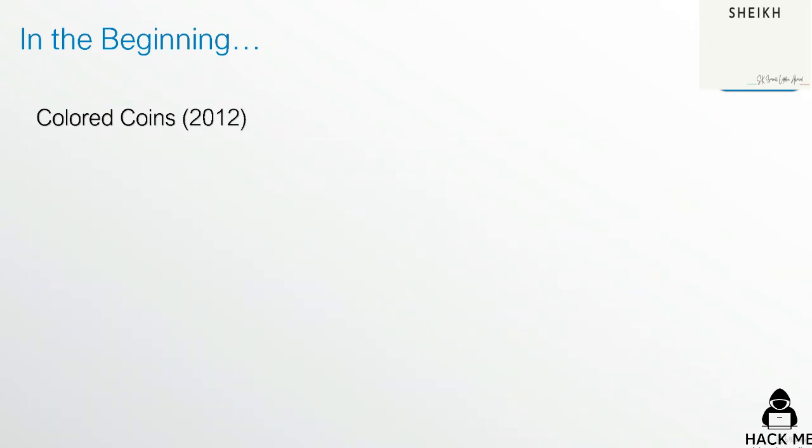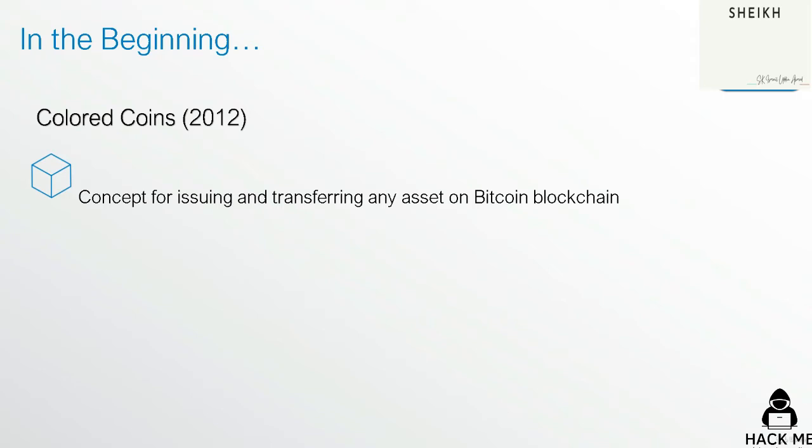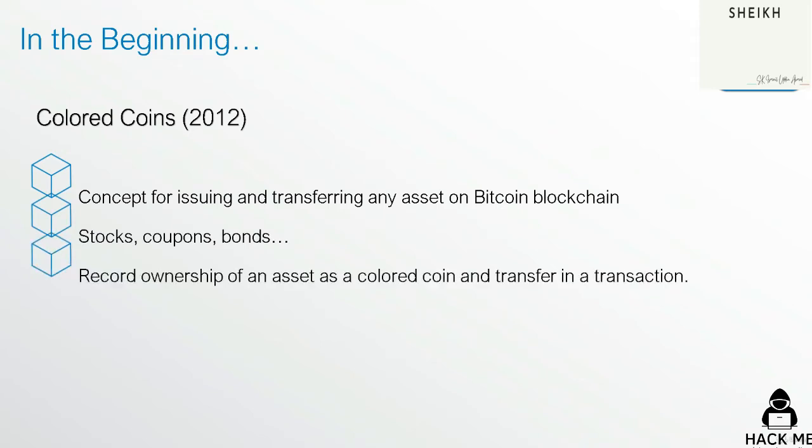Now, to put you into the context of this, colored coins basically gave you the opportunity to issue and transfer any asset on the Bitcoin blockchain. Think about it. You had the technology for Bitcoins, but Bitcoins were fungible, so you really couldn't transfer an asset. But if you found a way to create what was then to become colored coins, you could transfer an asset using the Bitcoin blockchain. Now, these could be stocks, coupons, bonds, and the record of an ownership of an asset was included in a Bitcoin transaction. That's how you could record the transfer, and you could record the ownership of the asset as a colored coin.